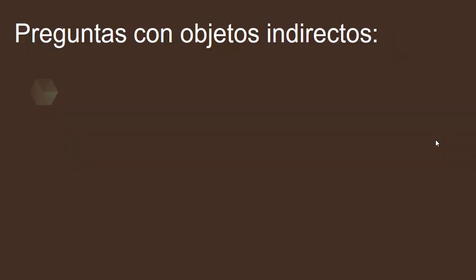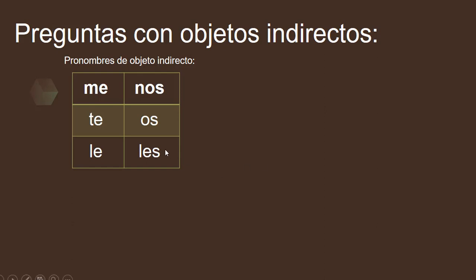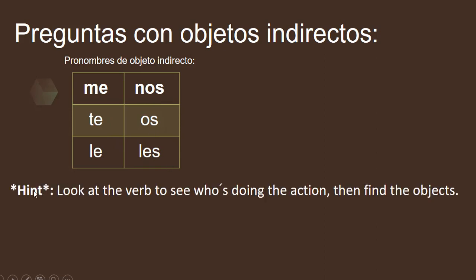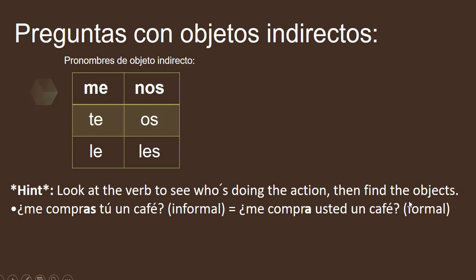Okay, so preguntas con objetos indirectos, so questions with indirect object pronouns. Remember, these are the indirect object pronouns: me, te, le, nos, os, les. And there's a hint. I'm going to give you a trick or two. When you're looking at a question, look at the verb to see who's doing the action. And then find the objects. Always identifying everything is really important to know what's going on in the sentence or in the question first. So look at this first.